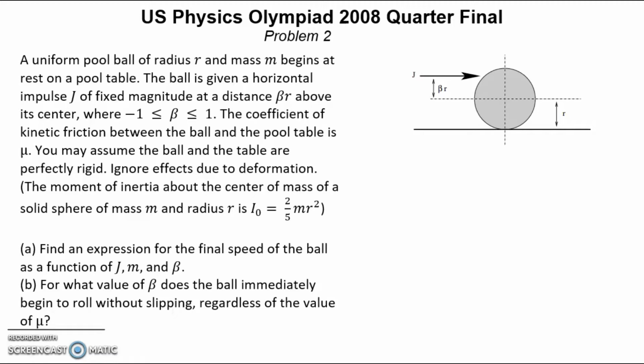The coefficient of kinetic friction between the ball and the pool table is mu. You may assume the ball and the table are perfectly rigid. Ignore effects due to deformation. The moment of inertia about the center of mass of a solid sphere of mass m and radius r is I0 = 2/5 mr².